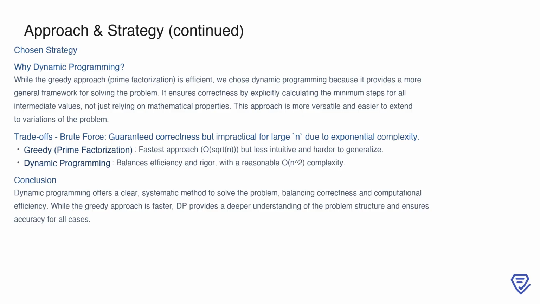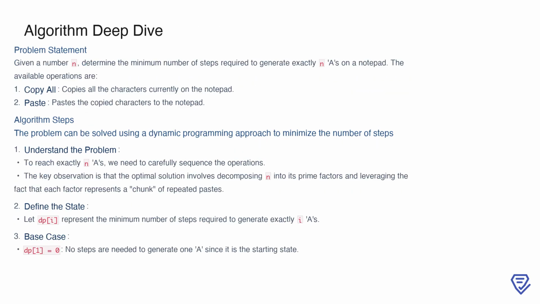the problem structure. The problem is about figuring out the minimum number of steps required to generate exactly n A's on a notepad using two operations, copy all and paste. The challenge is to sequence these operations optimally to minimize the total steps. To solve this, we use dynamic programming. The first step is understanding how the problem relates to breaking down n into smaller pieces. By decomposing n into its prime factors, we can split the task into manageable chunks, where each factor represents a group of repeated paste operations.